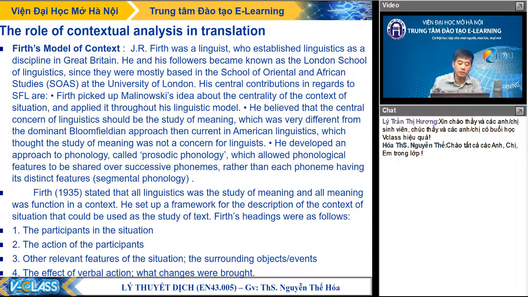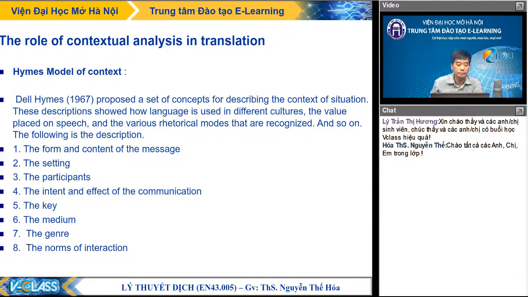In this case, we have to consider the surrounding objects. It is rather necessary because they provide the general situation. Fourth, the effect of the verbal action. What changes were brought. And what about Catford's model of context?